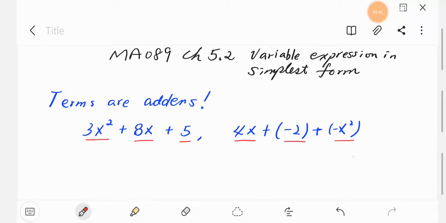These three are the terms in the second expression. So always make sure terms are the addends. For example, x minus 3. Actually, x minus 3 can be written as x plus negative 3. This is subtraction, so the terms should be x and negative 3. Once you change this minus into plus, the second addend is negative 3. So x and negative 3 are the terms.